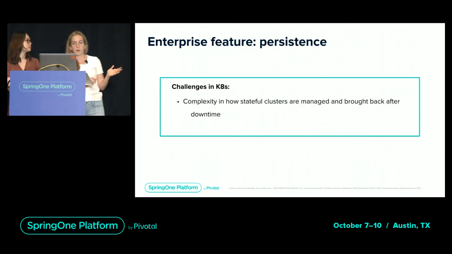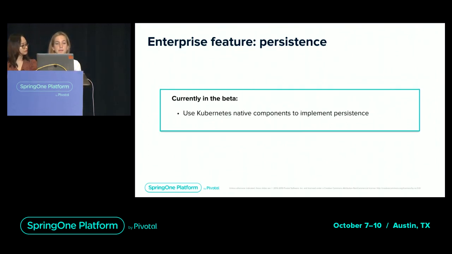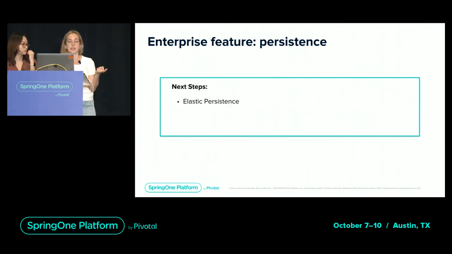So as I mentioned before, we also have implemented persistence, so making sure that messages are not lost if they're persisted. The challenge in Kubernetes here is complexity in how stateful clusters are managed and brought back after downtime. Currently in the beta, we have used Kubernetes native components to implement persistence. The disk that we're using is not elastic though, so the next step we want to do is elastic persistence, so automatically expanding storage if we do run close to that limit.